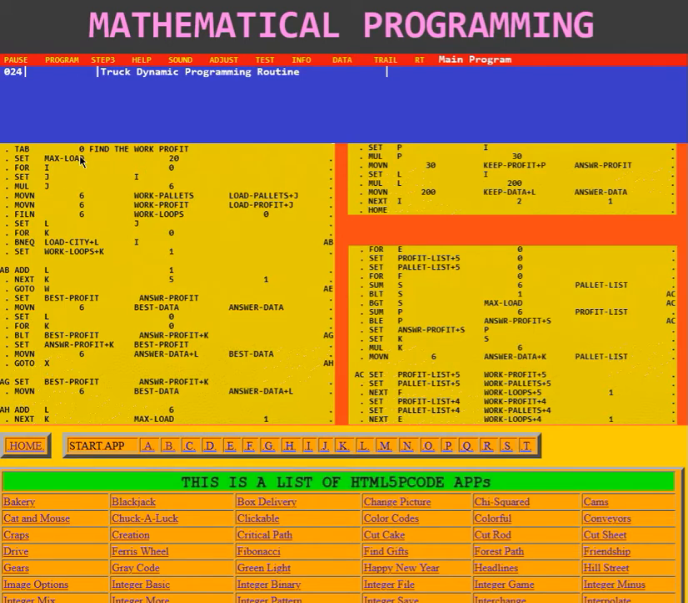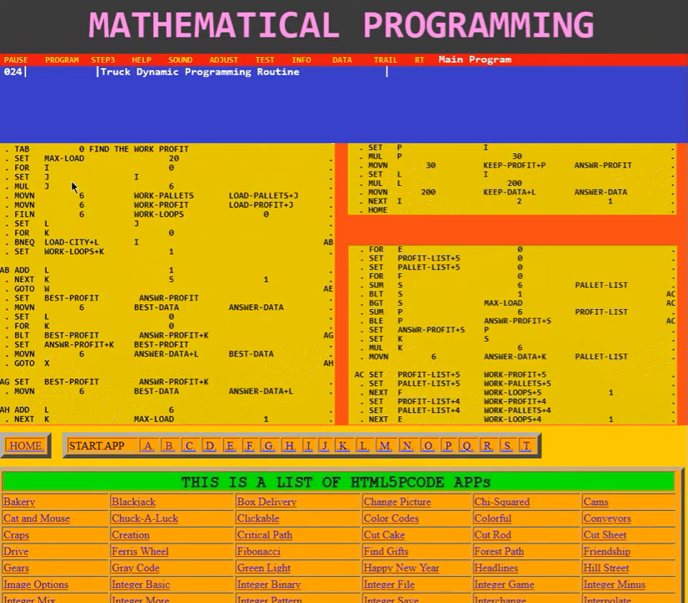Well, the dynamic programming routine starts out with set the max load to 20. That's the maximum number of pallets that can be on the truck. Then it starts a loop for I starting at 0. And over here on the right is the end of that loop, next I 2 to 1. It's going to go around this loop for 0, 1, and 2. That's for each one of the 3 cities.